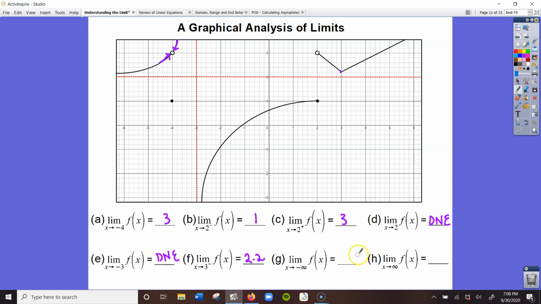The last two are basically its end behavior. The limit as x is approaching negative infinity. We're looking at the left side and we see that the graph is leveling out at the horizontal asymptote, which is 2. As we're looking at the limit as x is approaching positive infinity, we see that it is going up forever and therefore its limit would be positive infinity.